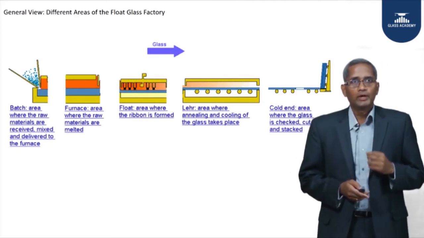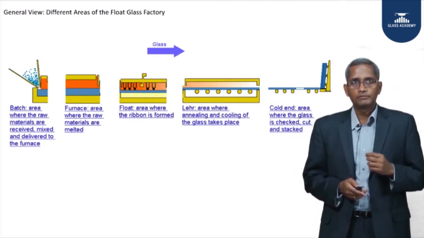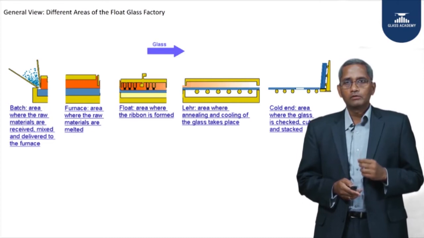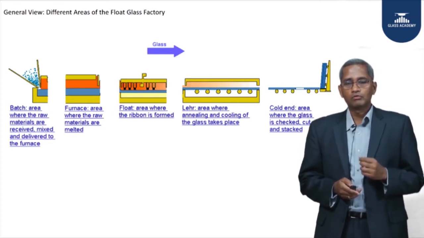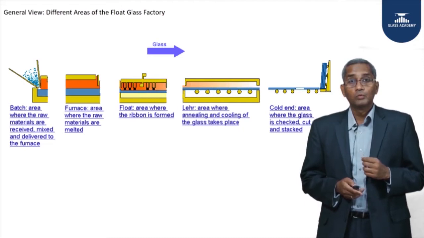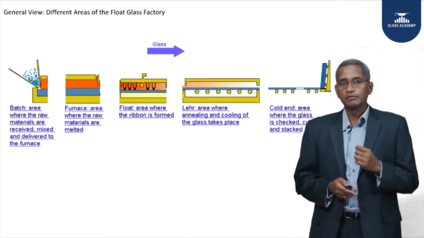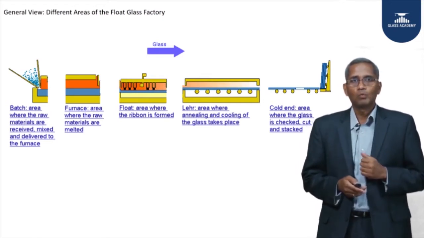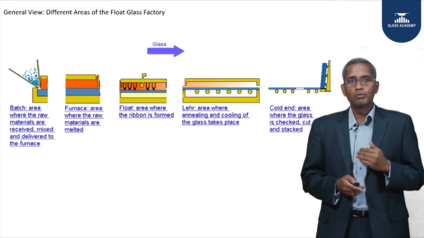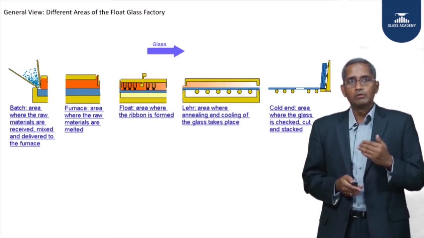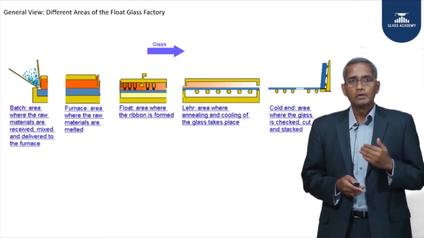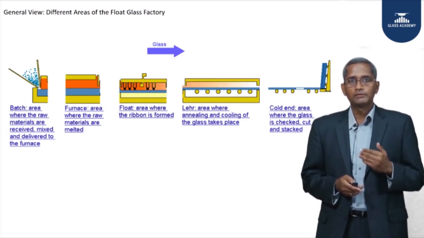So the batch area is where the raw materials are received, mixed in the right proportion and delivered into the furnace. In the furnace area the raw materials are melted, as I said, at a temperature of 1600 degrees centigrade, which, mind you, is 1/3 the surface temperature of the sun. And from there it is taken into the float bath, where there is a molten tin bath, on top of which the glass is made to float. At that time, we equip a few equipments like the top roll machines to give it the thickness and the width which we want to meet the customer demands.